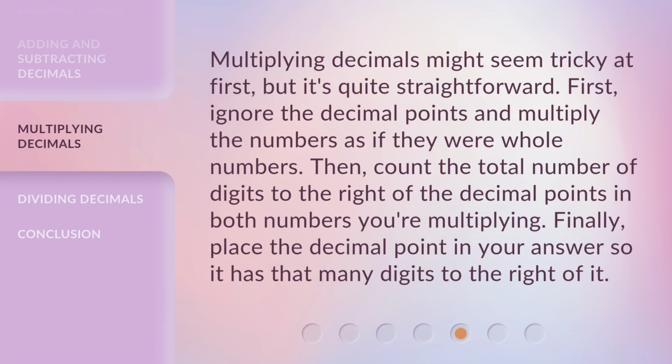Multiplying decimals might seem tricky at first, but it's quite straightforward. First, ignore the decimal points and multiply the numbers as if they were whole numbers. Then, count the total number of digits to the right of the decimal points in both numbers you're multiplying. Finally, place the decimal point in your answer so it has that many digits to the right of it.